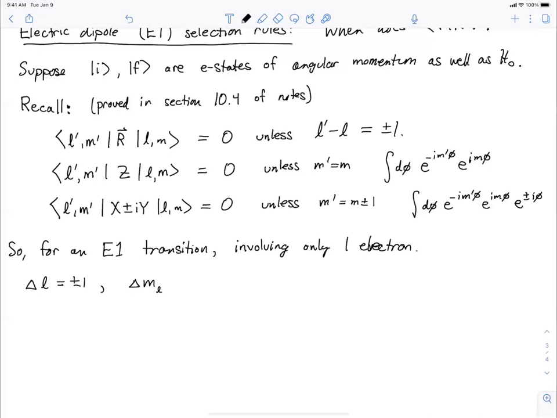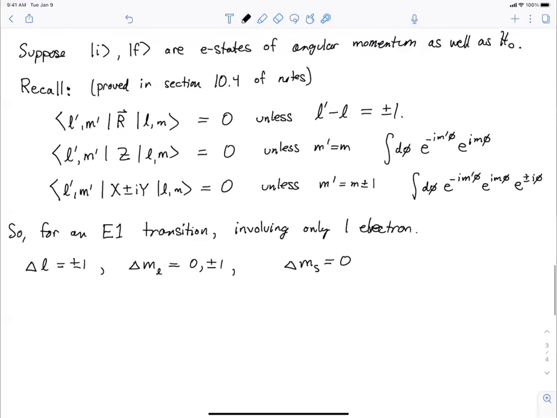Delta M sub L is 0 or plus or minus 1. Here I'm taking into account both of those possibilities. Okay, and then the other thing is that none of this ever changes the spin. It ignores the spin. It doesn't have anything to do with spin. That means the Z component of spin can't change.